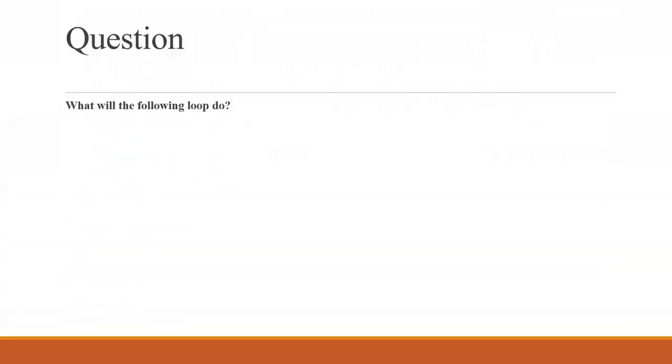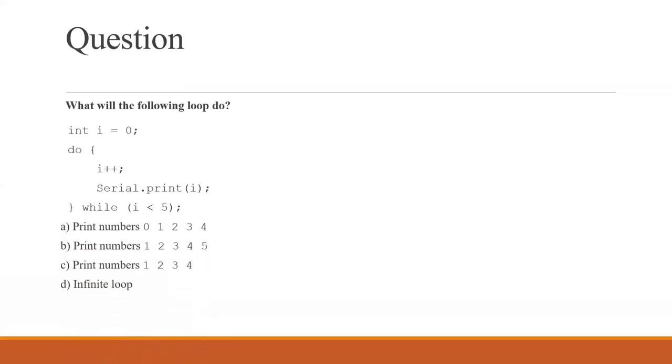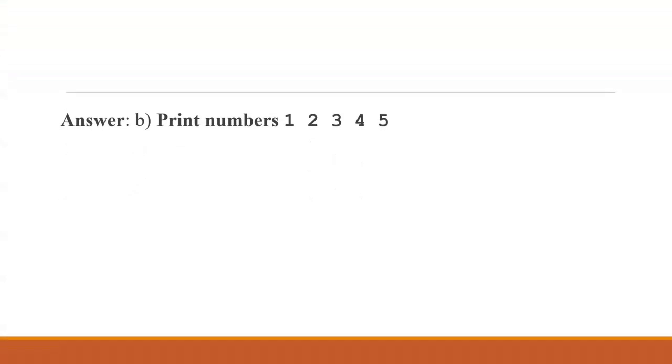So what will the following loop do? You have int i equals 0, you do, then increment by 1 and serial print, while i is less than 5. Okay, so we want to see what values are going to be printed. Print numbers 0, 1, 2, 3, 4. Print numbers 1, 2, 3, 4, 5. Print numbers 1, 2, 3, 4, or an indefinite loop. The answer is it shall print the numbers 1, 2, 3, 4, 5.